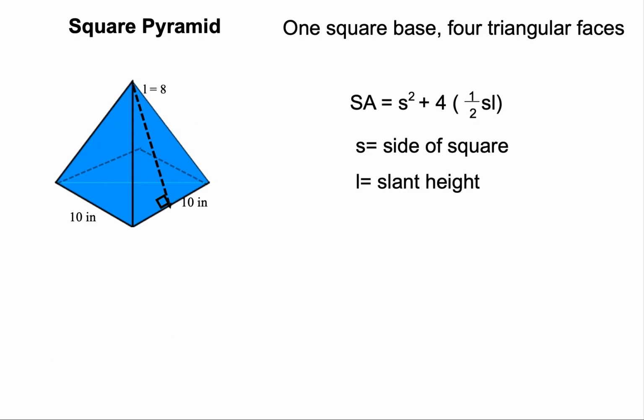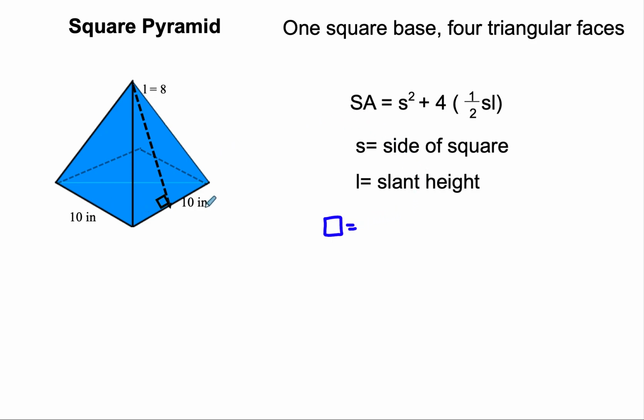All right, let's go ahead and take a look at some pyramid problems. A square pyramid has one square base and it has 4 triangular faces. So our formula here, we have to find the area of the side and square it. And then we have to find the area of the triangle, which is 1/2 the base times height. So 1/2 times the side of the square times the slant height. And then times 4 because there are 4 of them.